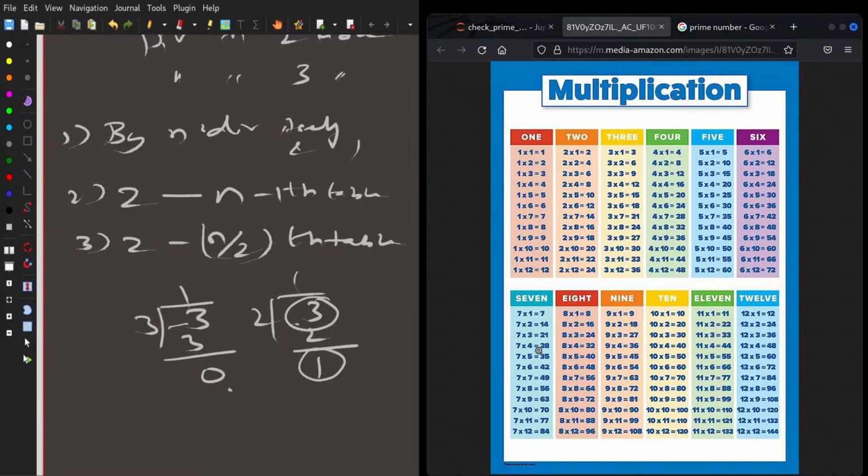So likewise, even if we check this, those numbers that are divisible by higher numbers are also divisible in smaller tables also. So my observation in this way is it is enough just to check 2, 3 and 5. Understood? It is enough just to check 2, 3 and 5.